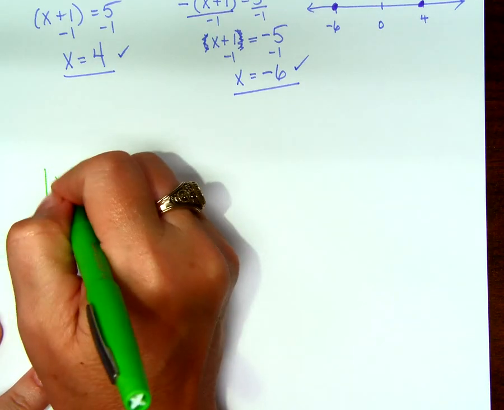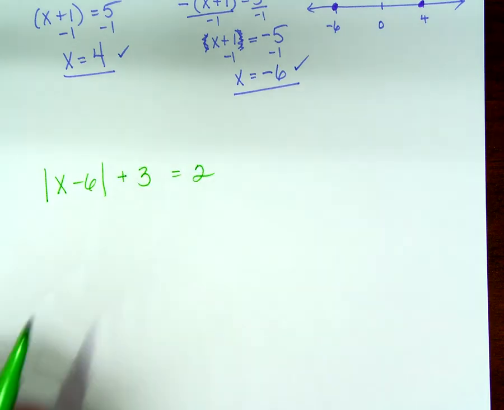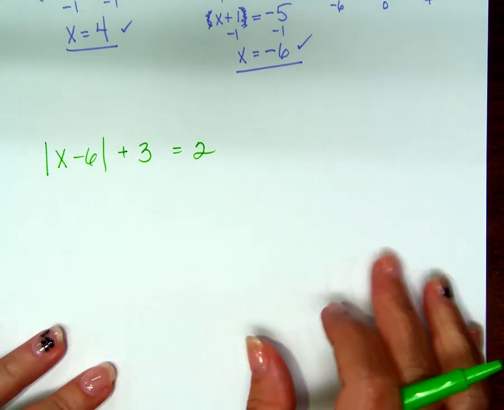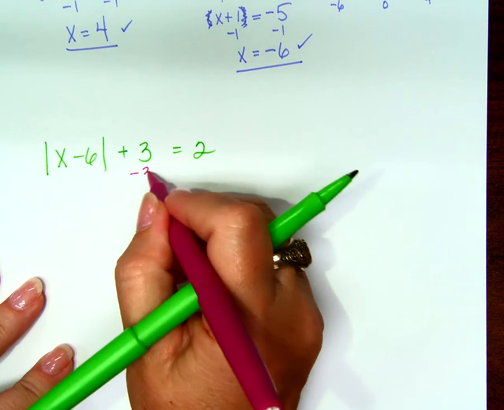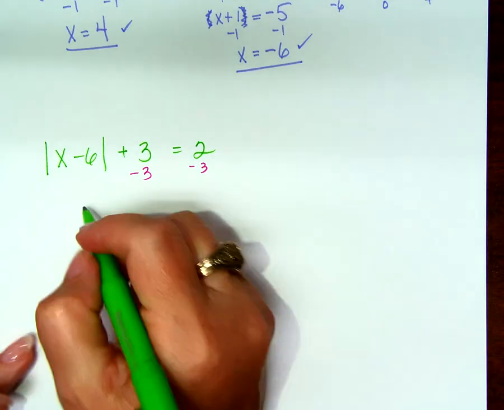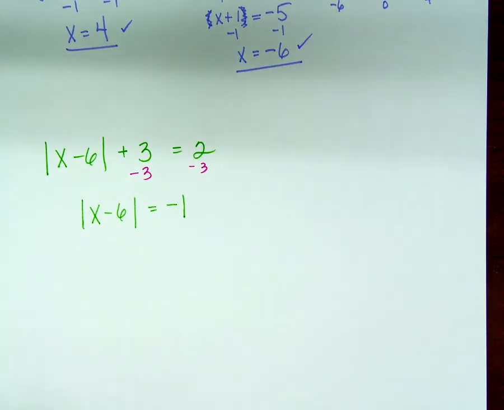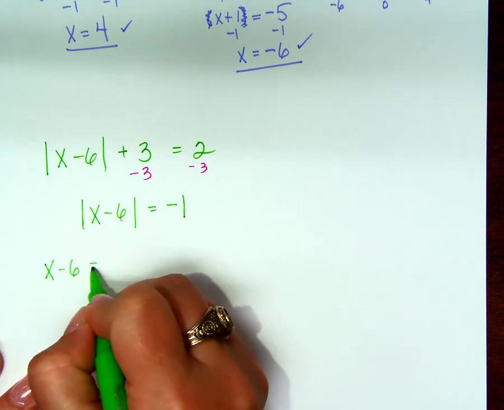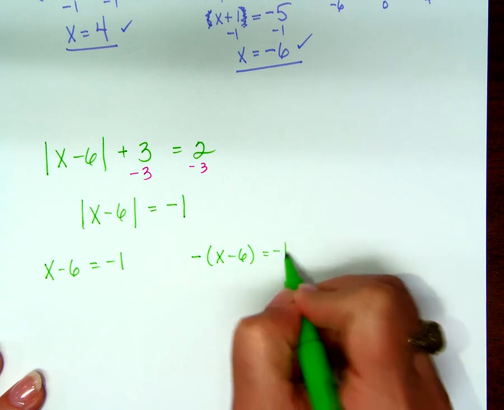Absolute value of x minus 6 plus 3 equals 2. What do I do first? Isolate it by subtracting 3 from both sides. Absolute value of x minus 6 equals negative 1. Is the absolute value isolated? So, 2 parts. X minus 6 equals negative 1. Negative x minus 6 equals negative 1.